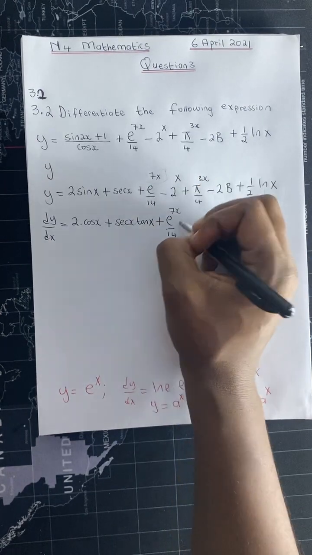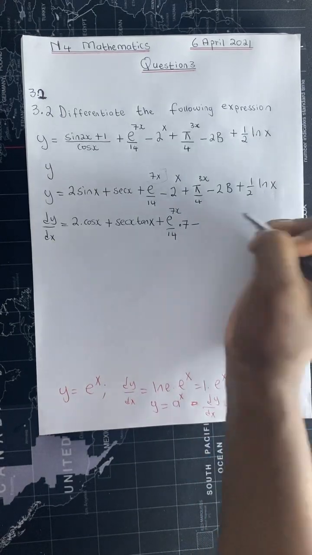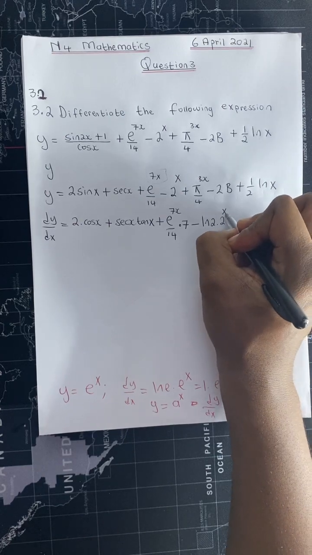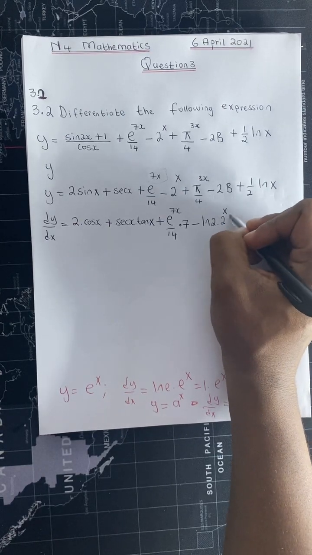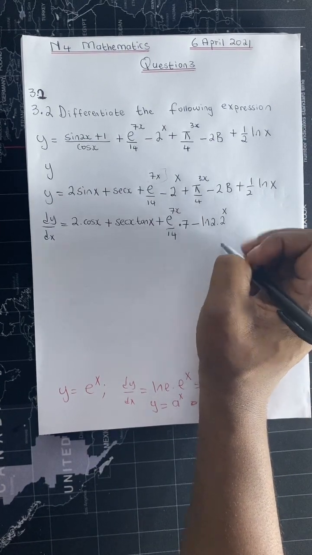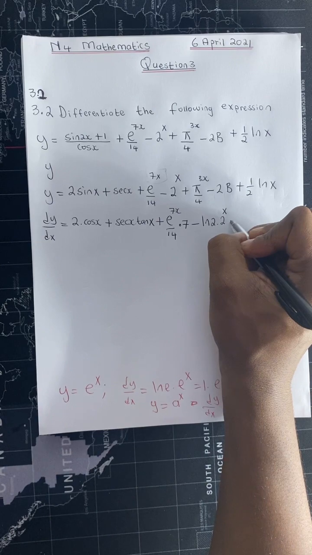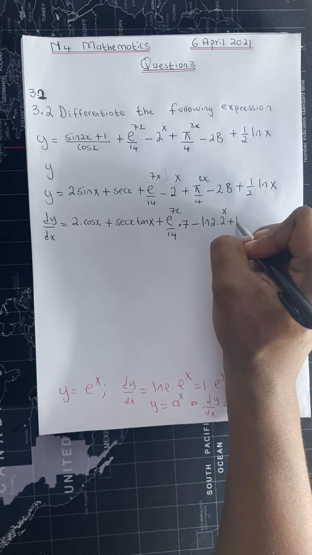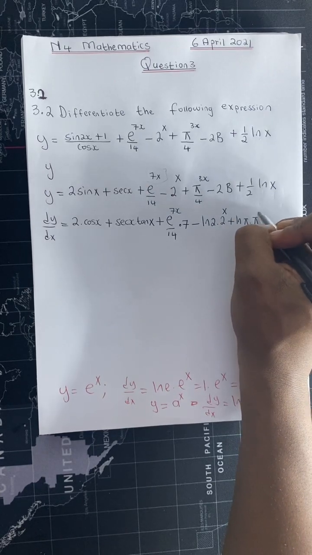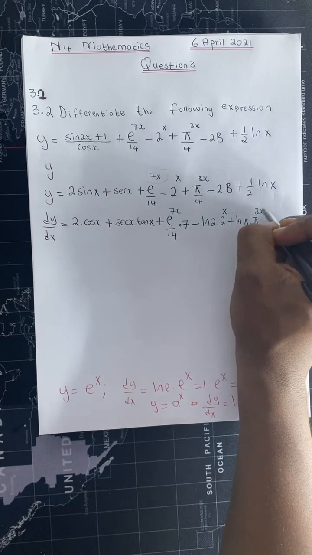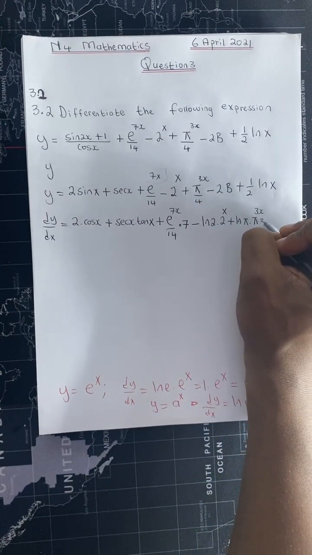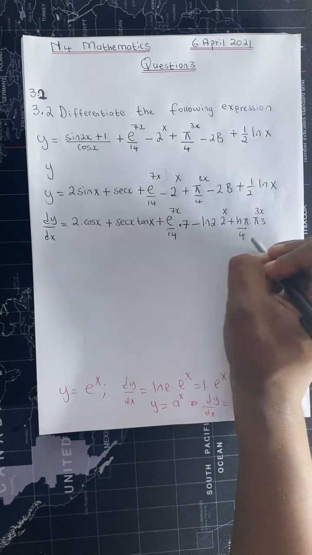So the derivative of 7x is equal to 7, minus ln of 2 multiplied by 2 to the power x. And we also have to differentiate the exponent x. So when we differentiate the exponent x, we get 1, plus ln of pi multiplied by pi to the power 3x multiplied by the derivative of the 3x. So the derivative of the 3x is equal to 3, but this is divided by 4.